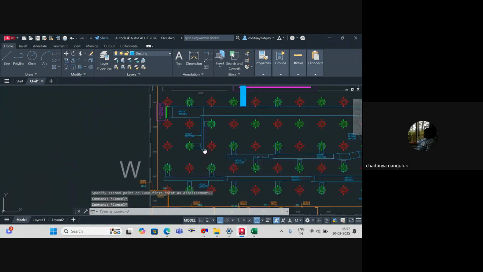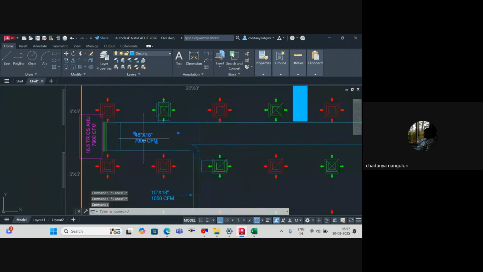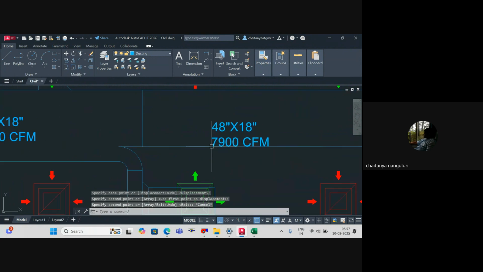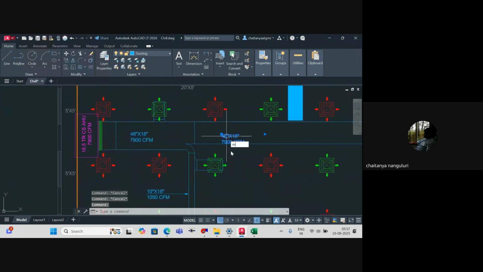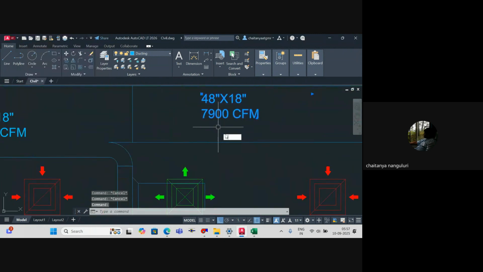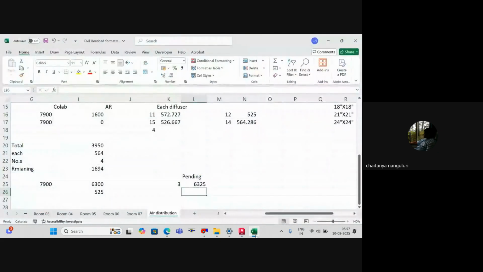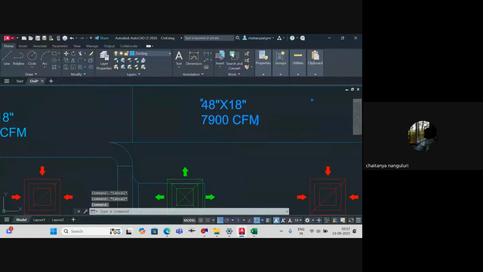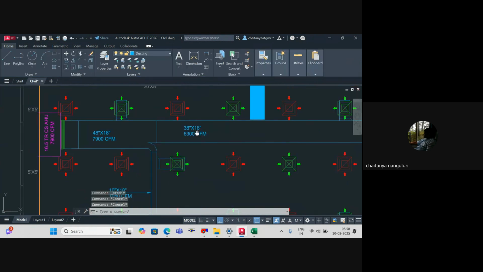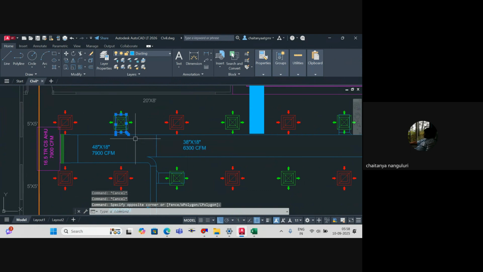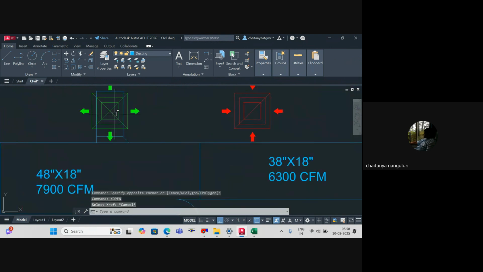Let's see what I do. So from here, I have to calculate the remaining airflow rate over here. So what is the airflow rate? That is 6300. We should always write it whenever it is 6300. And this is 38 inches by 18 inches. Okay. So now again, I'll copy it over here.